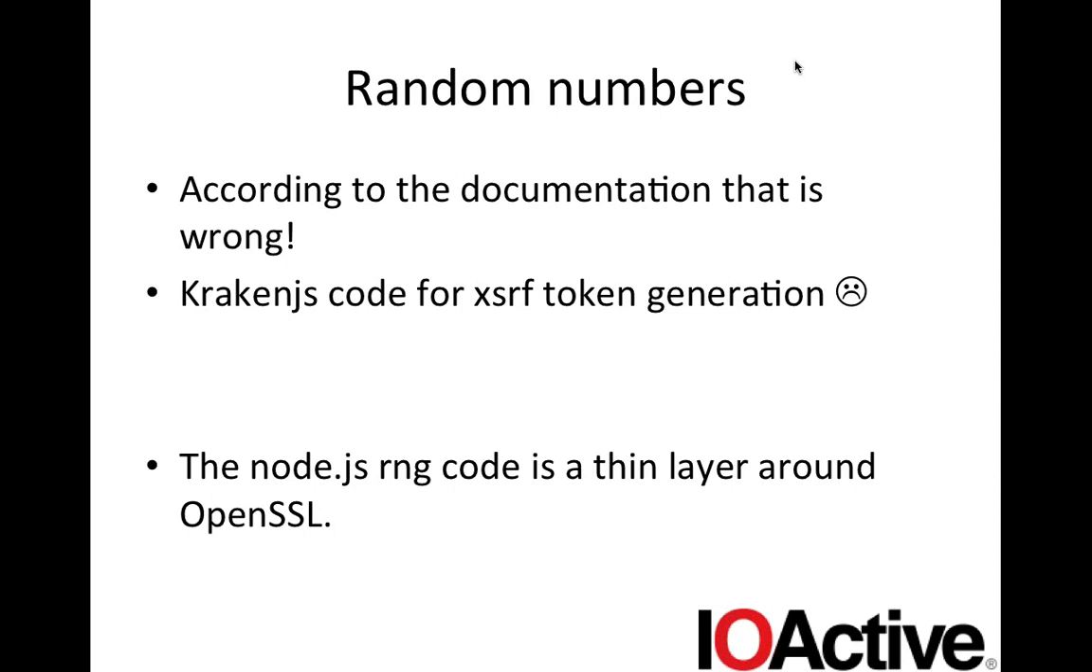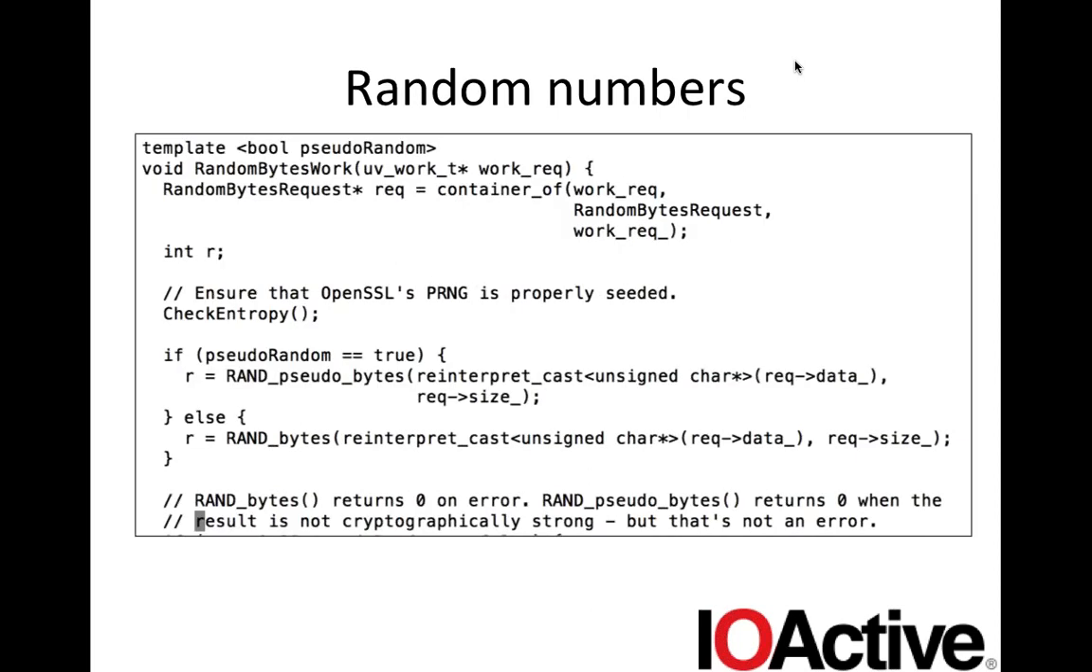And so yeah, Kraken's one of these. And so I started looking at, okay, how does node.js actually generate tokens? Like how bad is it? And if you start looking at the implementation, it turns out it's a very thin layer around OpenSSL crypto APIs, right? So they'll have this function called random byte worker, and then there's basically a boolean that says, is it pseudorandom or is it not pseudorandom?